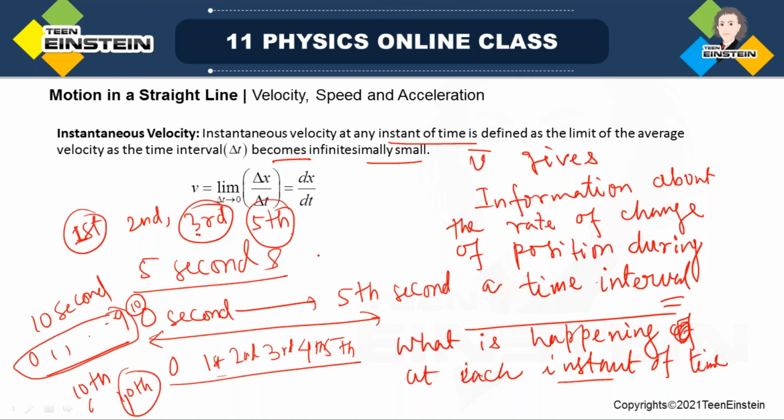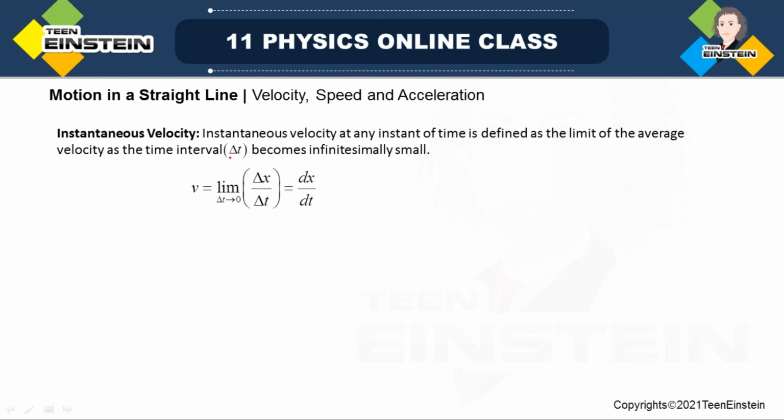If you count 1, 2, 3, 4, 5, 6, 7, 8, 9, 10, all these counts are coming in 10 seconds. But when I say instant, then the 10th, that particular instant, is called instantaneous. That is called an instant of time. All right. Now let us try to define the instantaneous velocity.